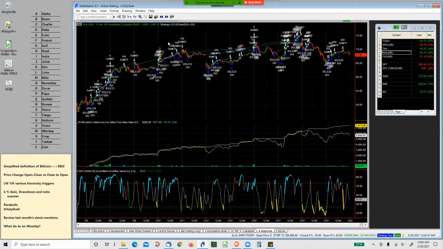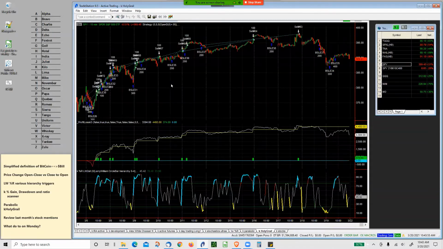Some of these stocks, like, well, SPY for example. Yeah, SPY has tremendous liquidity, but it doesn't get very many trades.